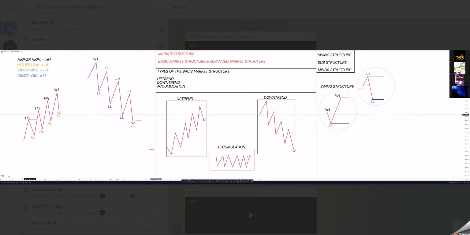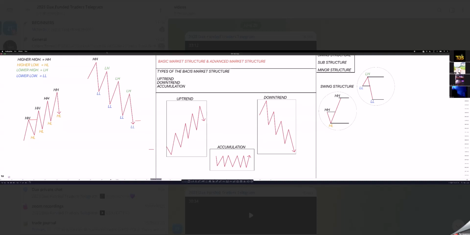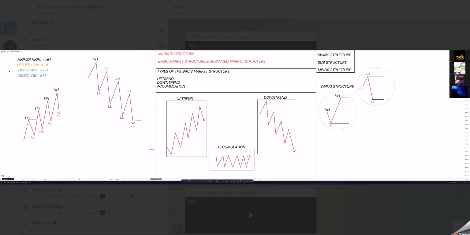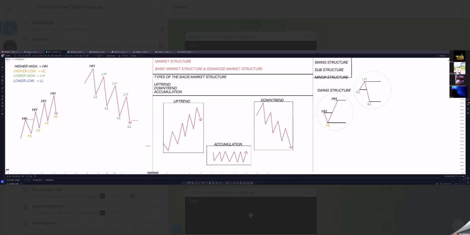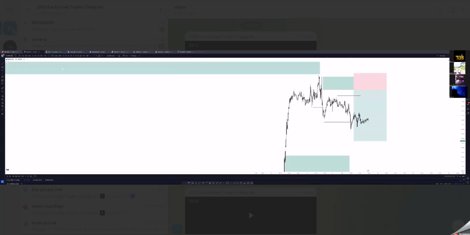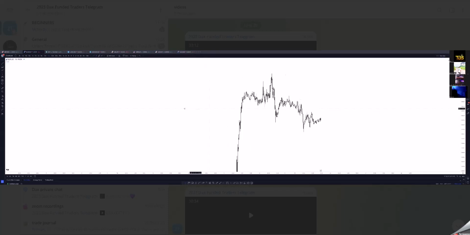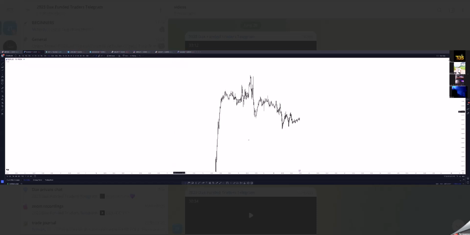All right, so explaining this, let's go to a chart example, right? I want to give you guys a chart example. Let's go to Euro USD.